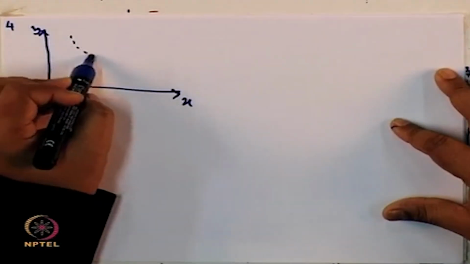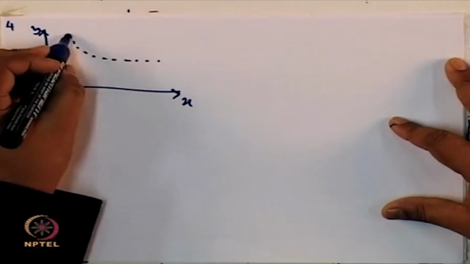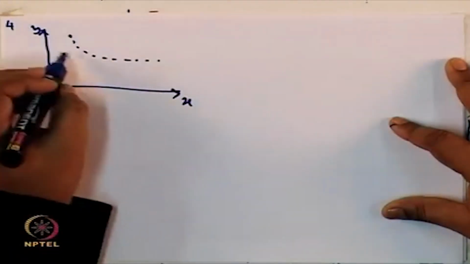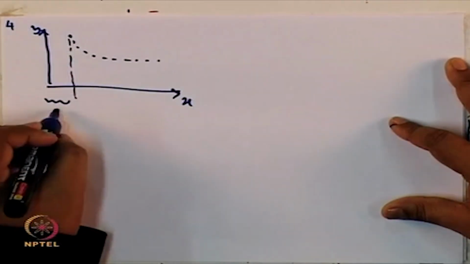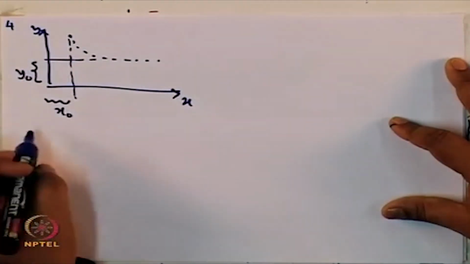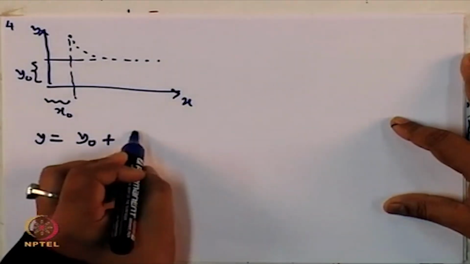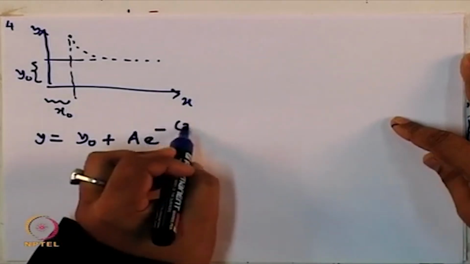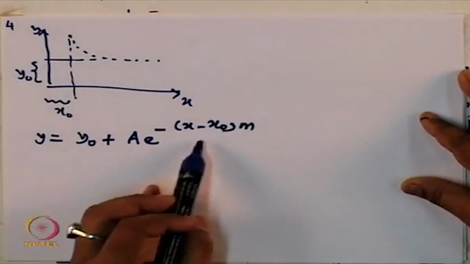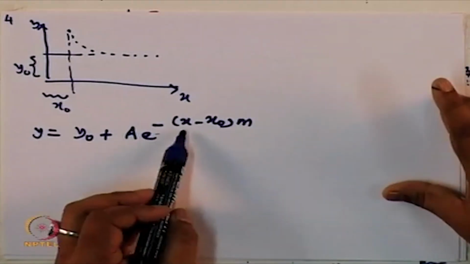Let us say your data is something like this. What you see is that the first starting point does not start from x equal to 0, but it is offset. So, in this case, let this offset be x naught and this offset be y naught. This kind of data you will have to fit using a function y is equal to y naught plus a e to the power minus m times x minus x naught. You see that at x equal to x naught, which is your starting value, this will return a value of 1, because x minus x naught is 0.